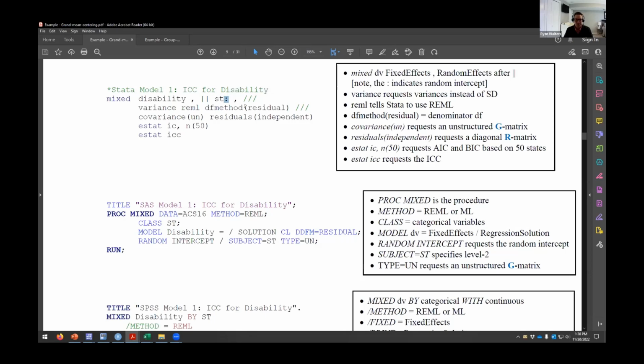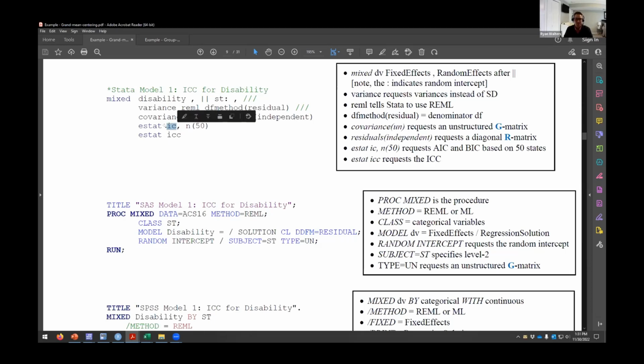We've seen variance, we've seen REML, we've seen residual denominator degrees of freedom. Covariance unstructured is going to define our G matrix. So our random effect variances are going to be unstructured. Unstructured just means it's going to estimate every variance and covariance. At this point, we're only requesting one random intercept variance. So unstructured really doesn't matter. Our residuals are going to be assumed to be independent. So again, constant residual variance on the diagonals, zeros on the off diagonals. Again, no excess correlation after accounting for that random intercept.